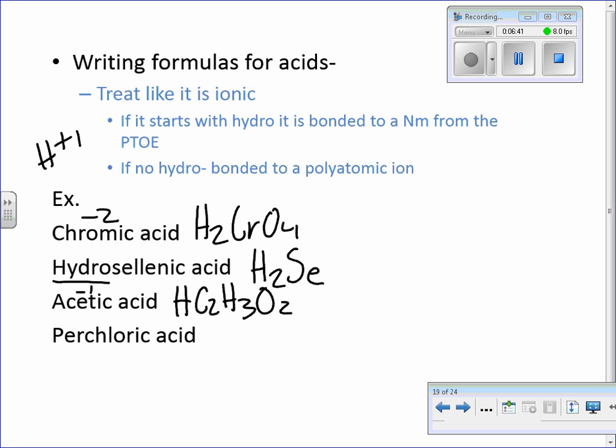And then you have perchloric acid. It does not have a hydro in front, so you're looking for your polyatomic ion, and you say, oh, perchlorate, I found it. It's a -1 charge, so you're going to have 1 hydrogen in front.